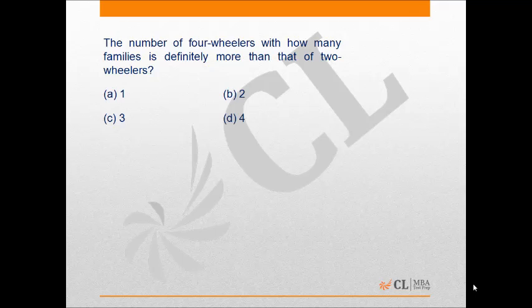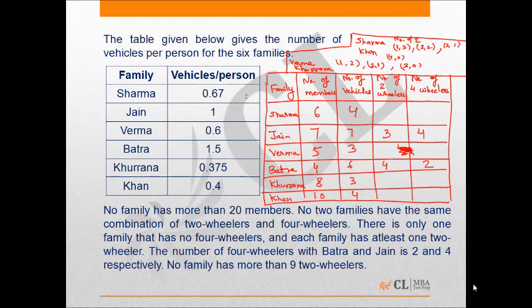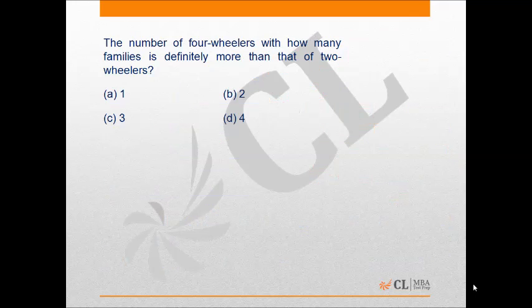Let's come to the first question of this data. The question is, number of four-wheelers with how many families is definitely more than that of two-wheelers. Now let's come back to the table. If you look at this table, what we can be sure of is that the Jain family is definitely having more number of four-wheelers as compared to number of two-wheelers. And for the rest of the families, it would not be possible to figure out. So my answer should be option A.